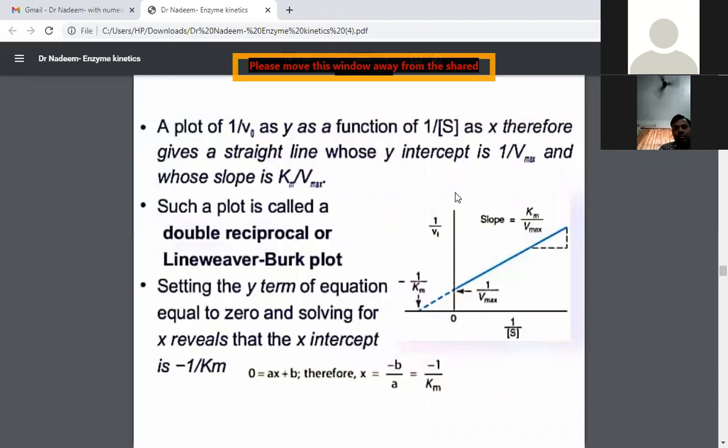To know the value of Km, that is the x-intercept, put the y term of the equation equal to 0. That is, 1 by V, represented on the y-axis, becomes 0. So y is equal to ax plus b becomes 0 is equal to ax plus b. Simplifying it, x is equal to minus b by a, which is equivalent to minus 1 by Km.